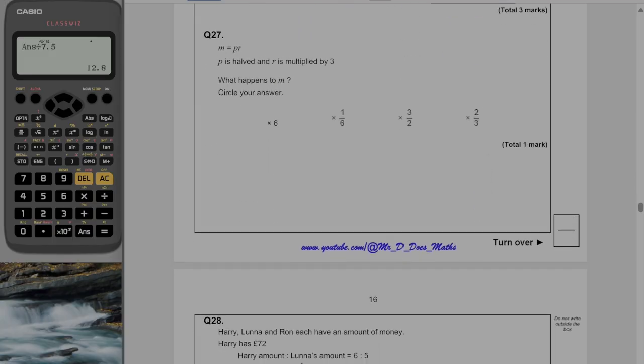Right, question 27. M is equal to PR. P is halved and R is multiplied by 3. What happens to M? So if we think that M is equal to P, I'm going to leave a deliberate space here, times by R. So P is halved, so we're timesing that value by a half. And R is multiplied by 3. Right, so if we bring that together, that's going to become 3 over 2. So times by 3 over 2.